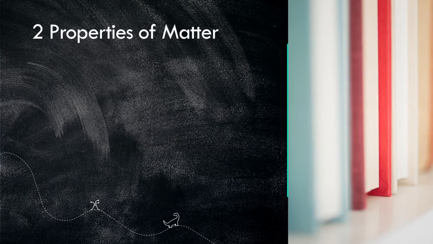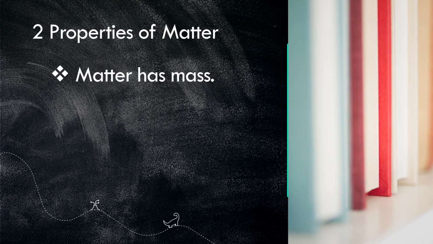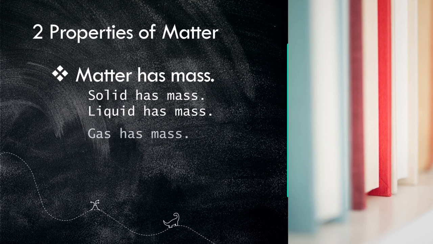In the first video lesson, we learned that there are two properties of matter. The first is that matter has mass, and we also know that matter has three states: solid, liquid, and gas. Therefore, we proved that solid has mass, liquid has mass, and gas has mass. We have proven this with the use of a balance.